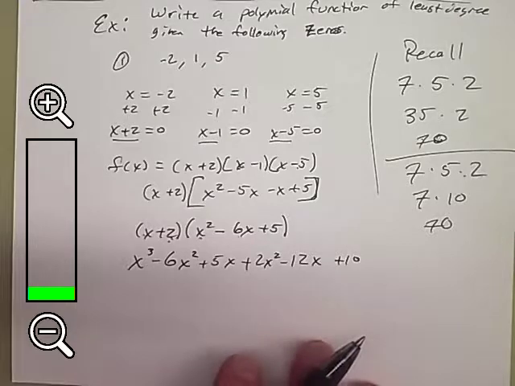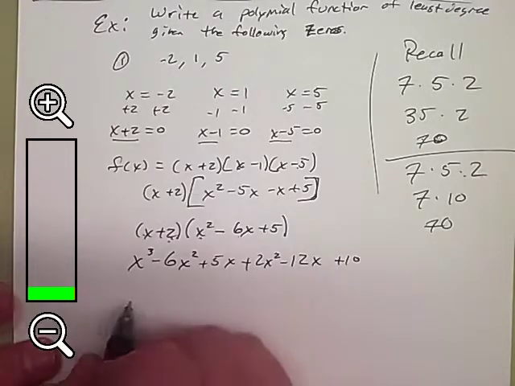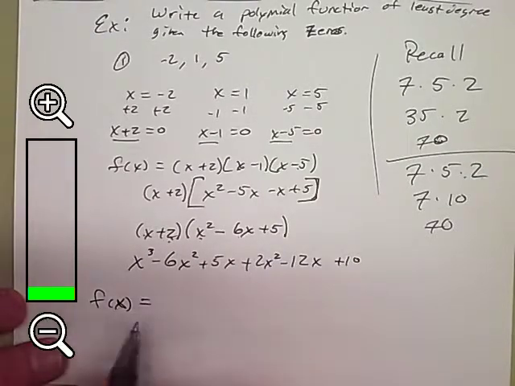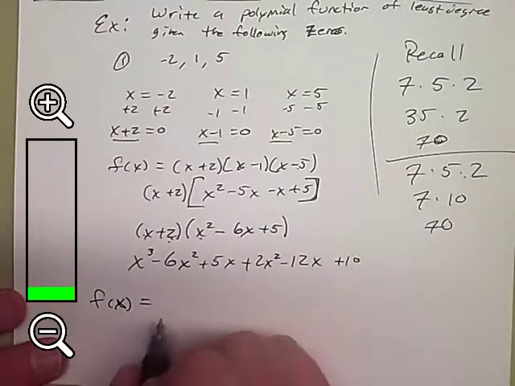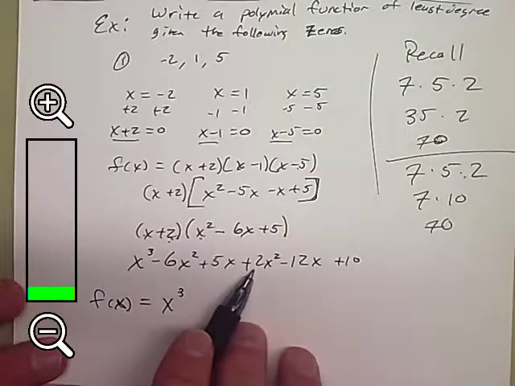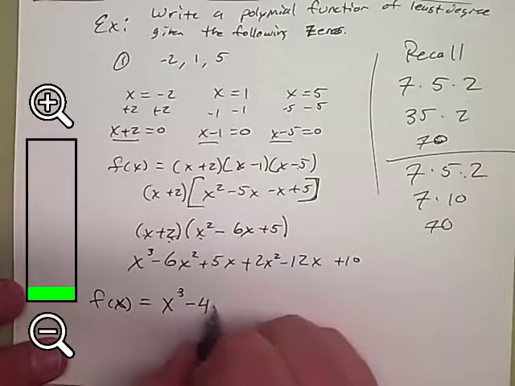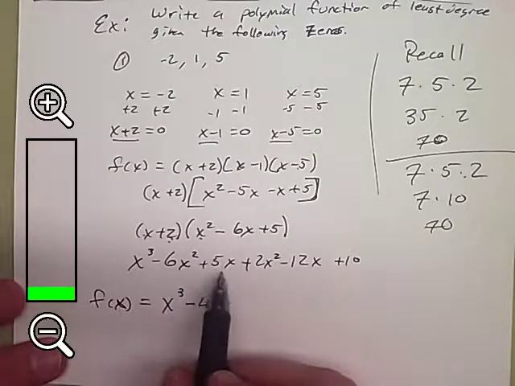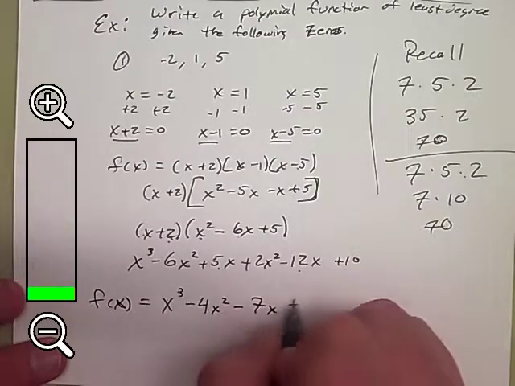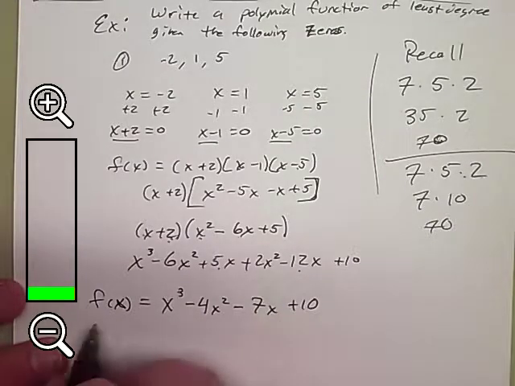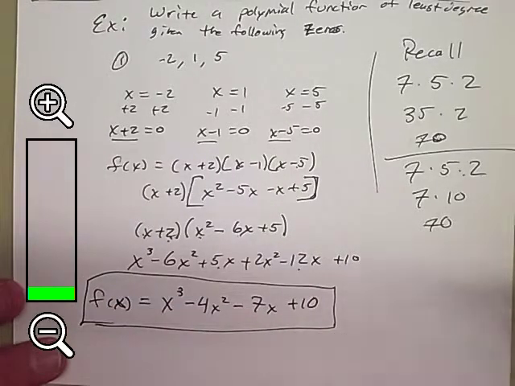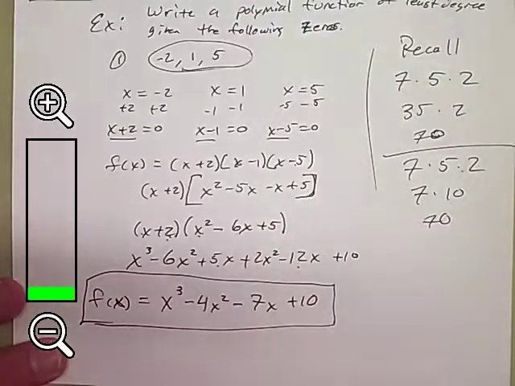And now we can combine our like terms. And I like to combine my like terms with my function so that it's all set up in the end. There's only one x to the third, so here we go, x to the third. Negative 6x squared and plus 2x squared is negative 4x squared. 5x and negative 12x is a negative 7x, and 10 all along. This is the function in standard form given these three zeros.